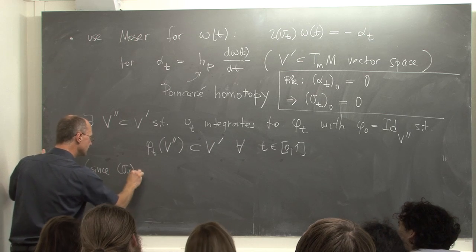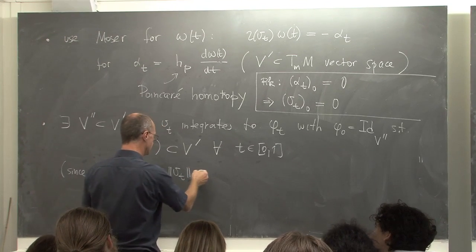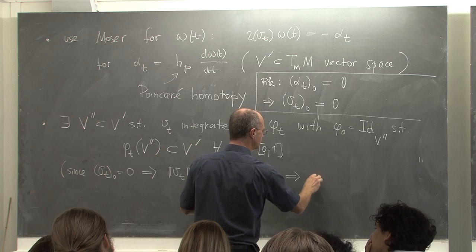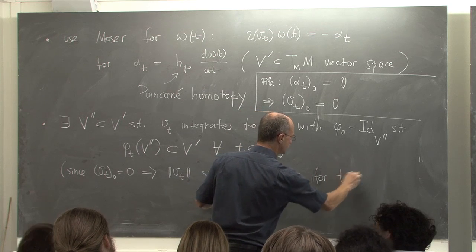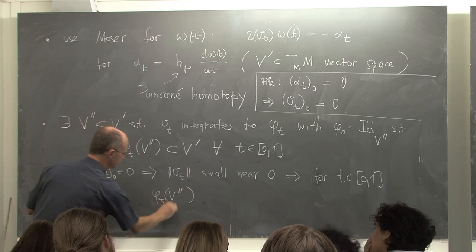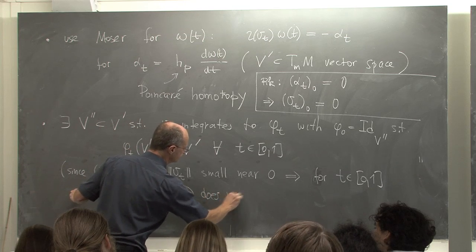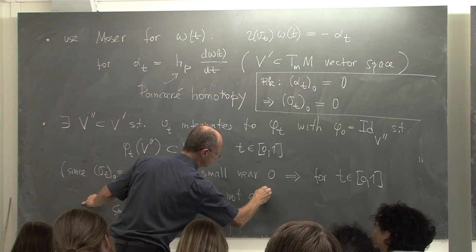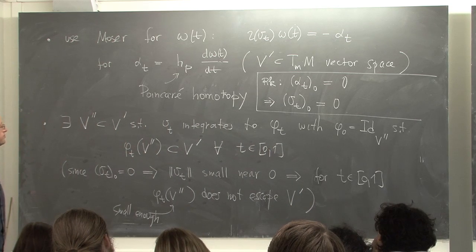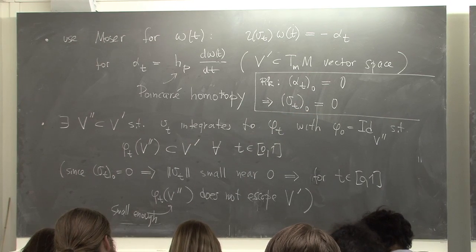So since V_t at 0 is equal to 0, this means that the norm of V_t is small near 0, and for t in [0, 1], phi_t of V double prime, small enough, does not escape V prime. Right. Okay. Very good.